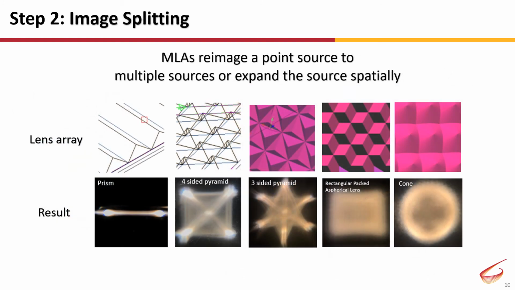The next step is called image splitting. We can use different MLA designs to reshape the LED emission profile, which technically speaking creates multiple images of a single LED. As with beam shaping, we can create many types of profiles to optimize the output for a particular application.